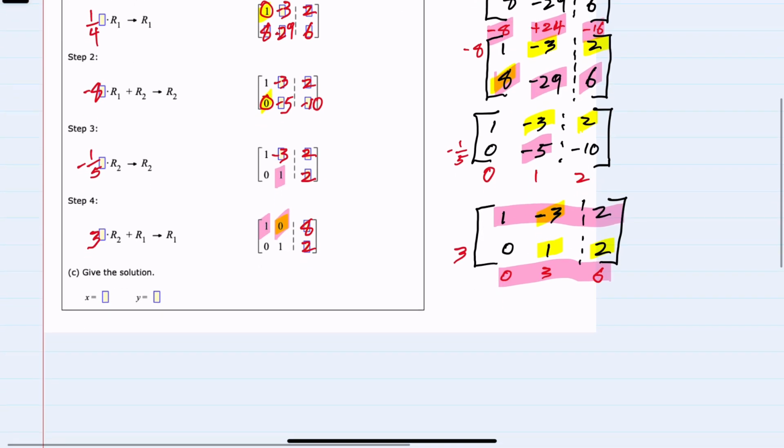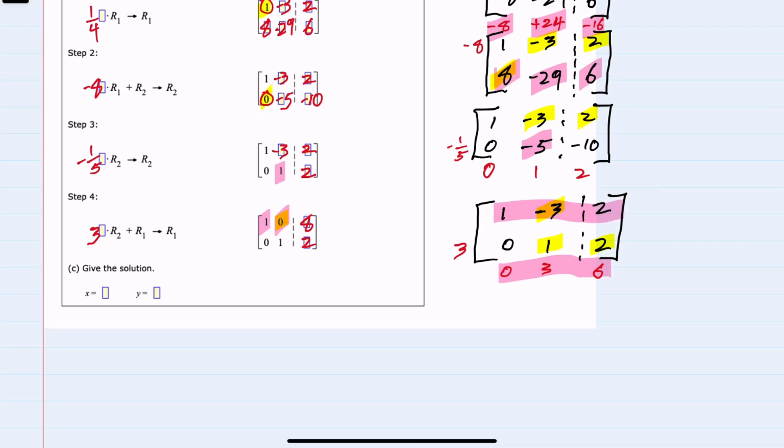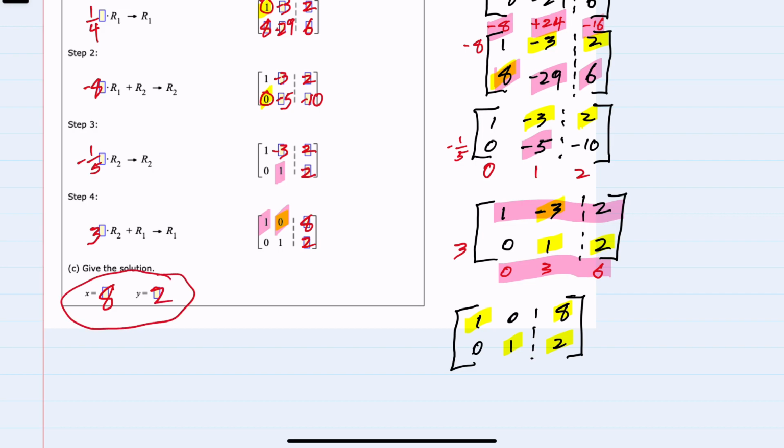So we now have our final matrix. For the row that has a 1 in the x value, the right-hand side is 8, so 1x is 8. And in the row where we have a 1 in the y column, that would give us 1y equals 2. So y is 2. We've solved for both x and y using matrix elimination.